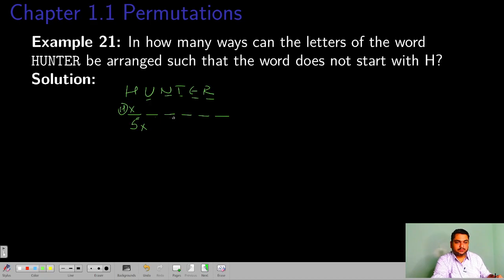Then the rest left are 1, 2, 3, 4, 5. How many are left? If I place any one of these letters, again I'll be left with 5. So it is 5P5, or 5 into 5 factorial. That is, we'll get 600.